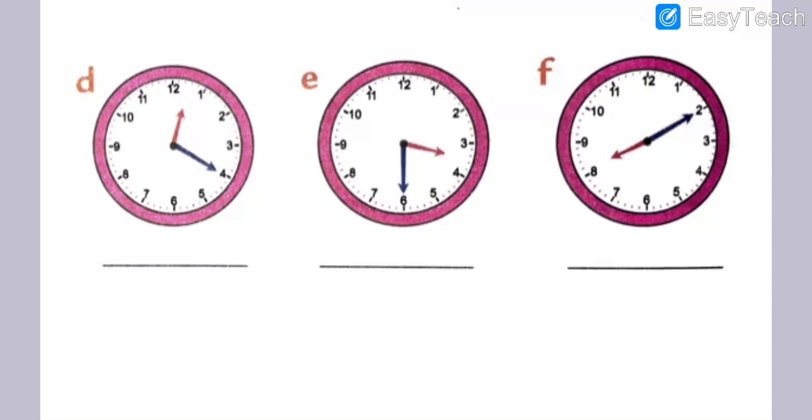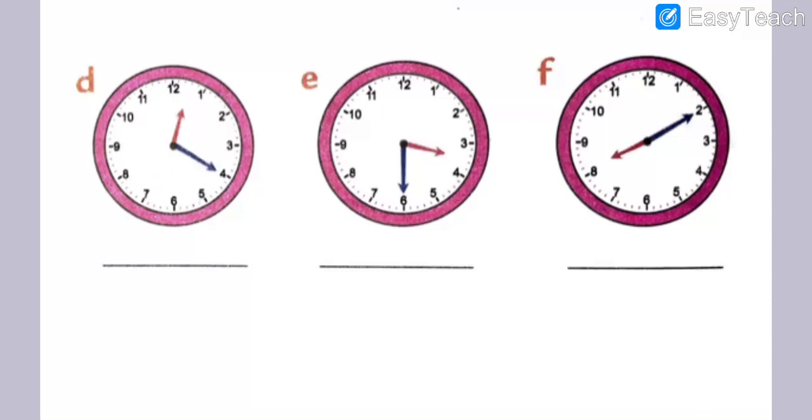Then we check the minute hand. How do we identify the minute hand and the hour hand? The minute hand is long and the hour hand is short. The colors are also different. Here the hour hand is red, and the minute hand is which color, my dear students? Blue. Understood what I am telling you all?